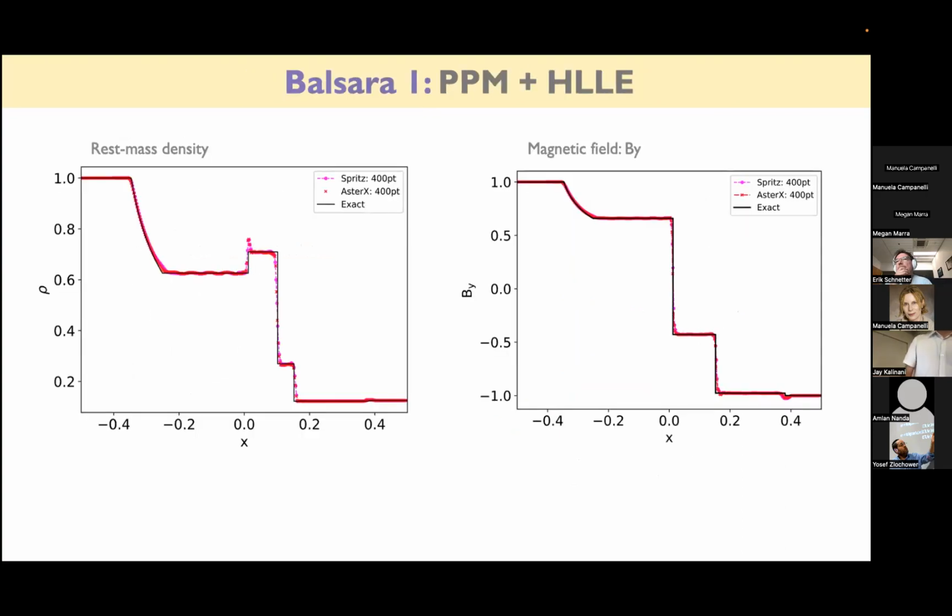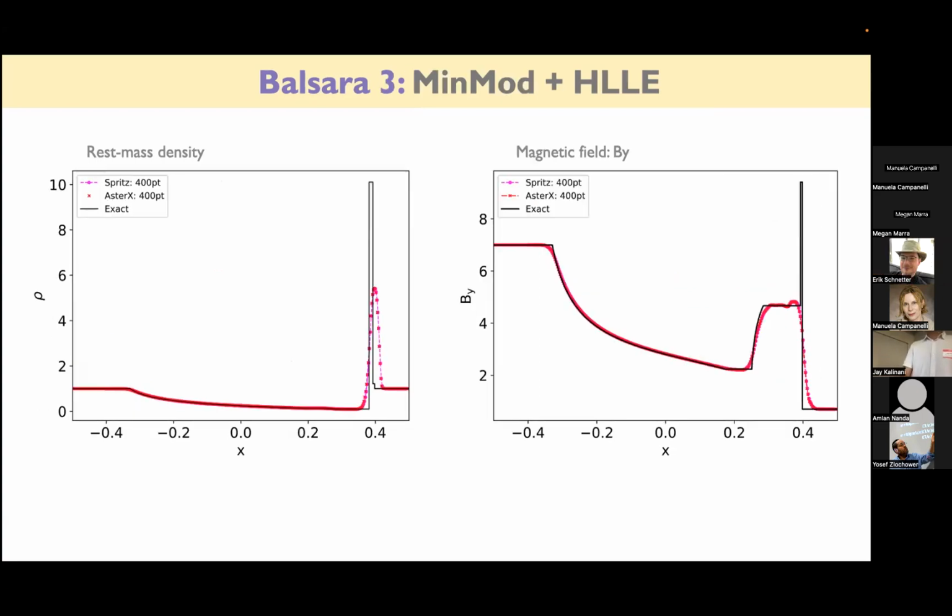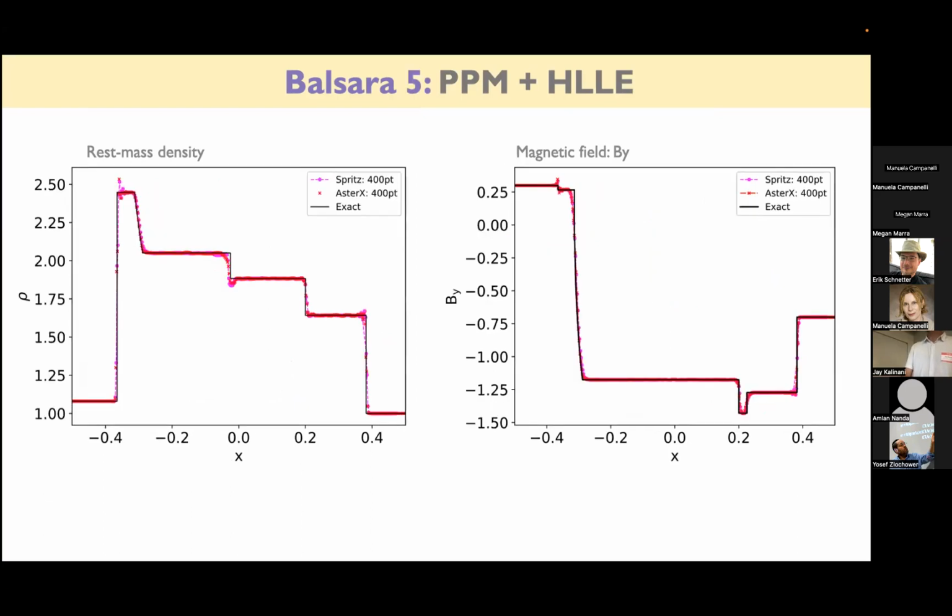After all our implementations, we performed different kinds of tests to check the robustness as well as the accuracy, starting with the simplest, the shock tube test. Here you see the final time profiles of a magnetized Balsara shock tube test. On the left you have the rest mass density. We also have the exact solution that we compare our results with, and also the Spritz code. On the right we have the Y component of the magnetic field. We find a decent match between all of them, and this is similar for Balsara 2, Balsara 3, Balsara 4, and Balsara 5.